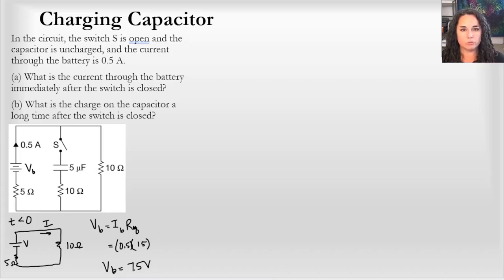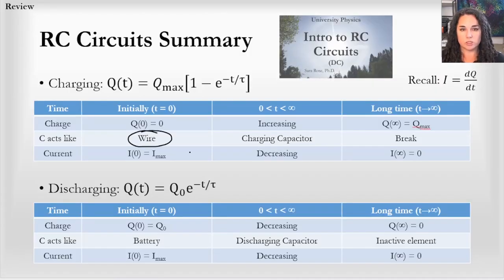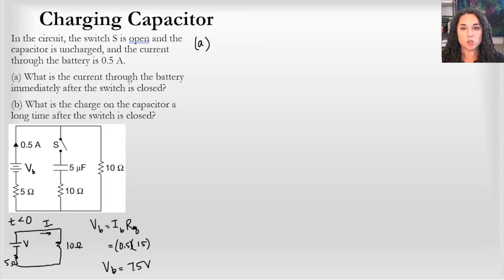So what is the current through the battery immediately after the switch is closed? Okay, so immediately after the switch is closed, if I go back to the slide, that summary slide, immediately after the switch is closed, the capacitor is going to act like a wire. Okay, so I'm going to redraw this circuit again to the relevant circuit that's happening at that point in time. So at t equals 0, I'm going to have this circuit.